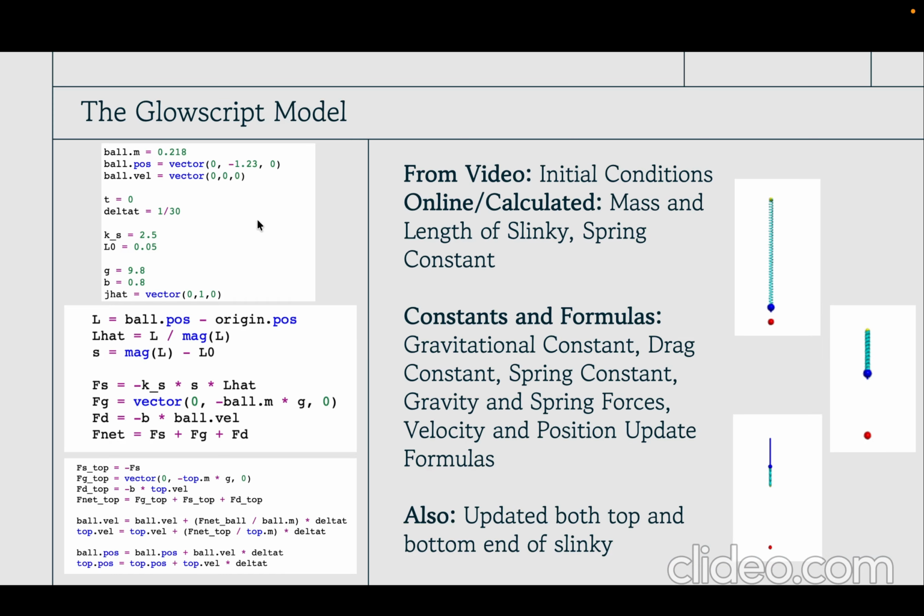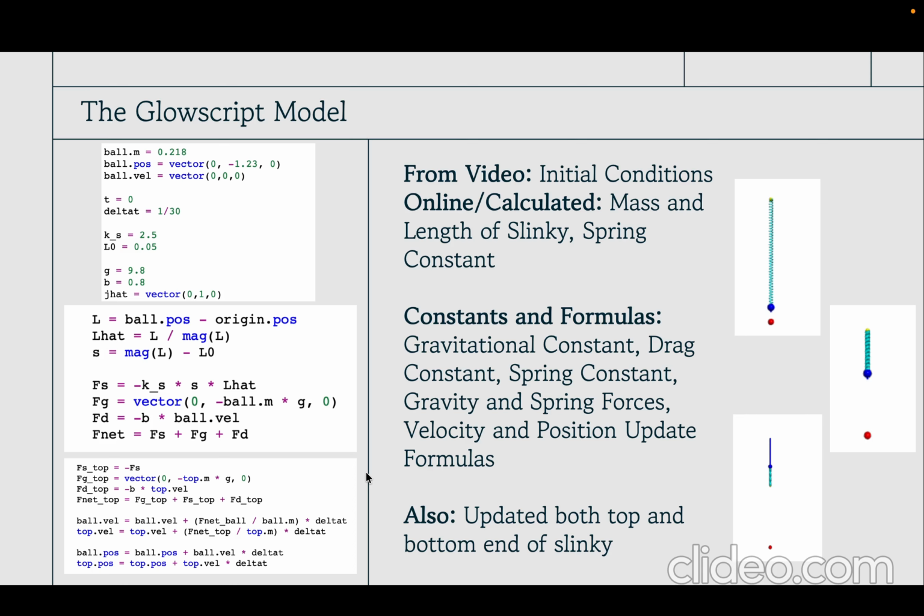Okay, so the GlowScript model. A lot of these initial values are constants, and I looked up online the mass of a slinky and the usual length of a slinky. I also calculated the spring constant, and I used a lot of these formulas that we've done in class. These two bottom screenshots are from inside the while loop, where you calculate spring force, gravity force, air resistance force, and then add it up to force net, and then velocity and position update.